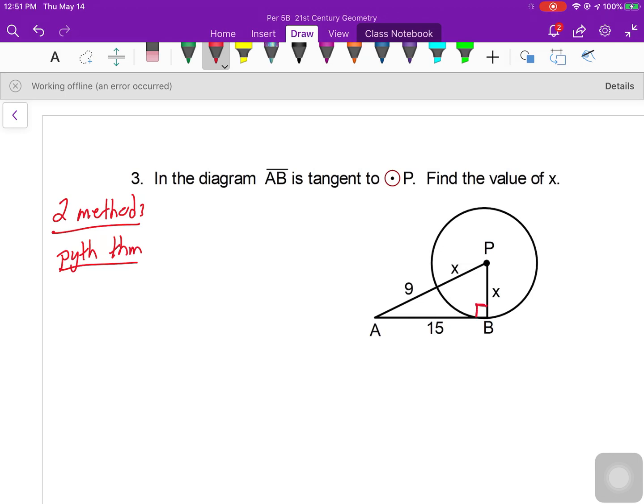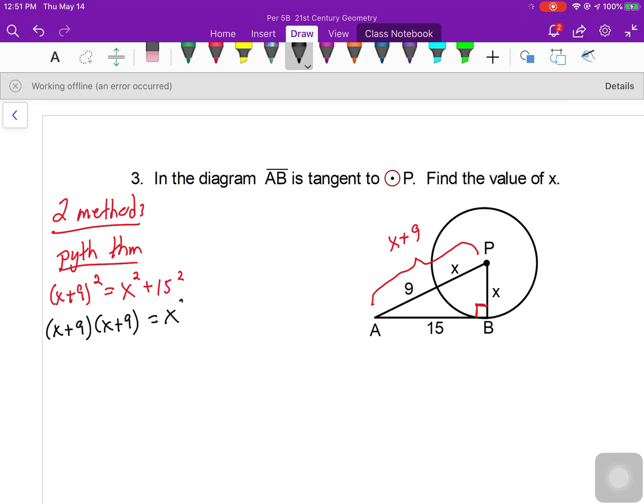The first method is to use the Pythagorean theorem. And the reason we can use that is we know the radius is perpendicular to the tangent, so we have a right angle. This side, from A to P, which would be x plus 9, that's the hypotenuse. So that hypotenuse squared must equal the other side squared added together. And that's what we have to work out. Let's go ahead and work that one out.